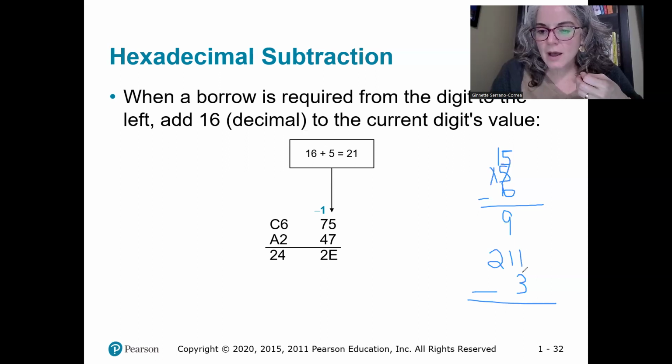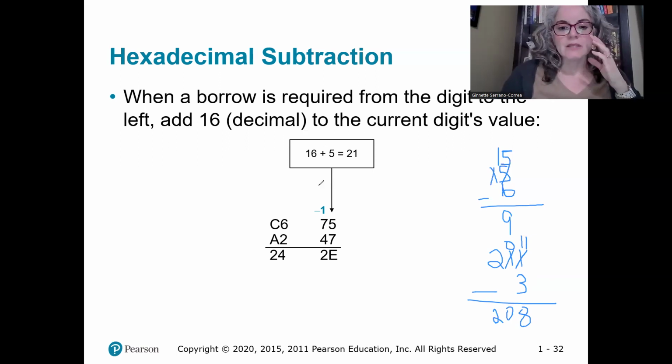Minus. So I cannot take 3 away from 1. I'm going to borrow. So this becomes a 0. This becomes an 11, right? So I borrowed 10. 10 plus 1 is 11. So this would be 8, 0, 2.